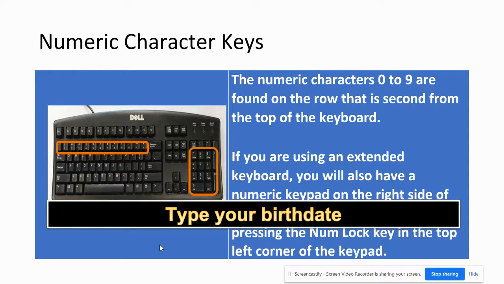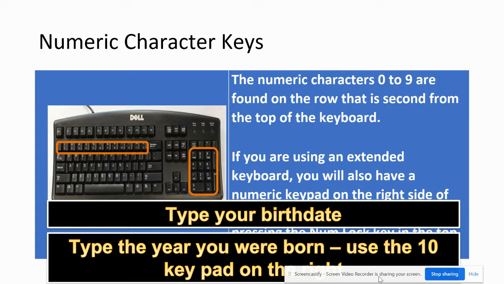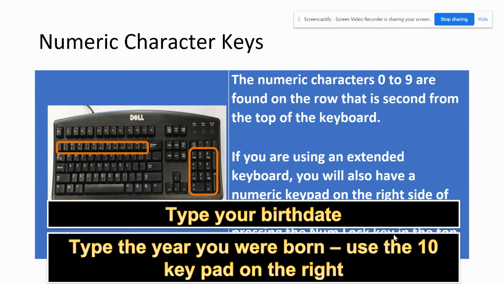Now we'd like you to type your birth date, and you can either use this or a classic keyboard. Now, if you start typing on this 10 key and it's not working, it's because you have to make sure that number lock is on. And when that's on, you actually have a green light that indicates it, okay? Then also, type the year you were born, and if you have the 10 keypad, use that.